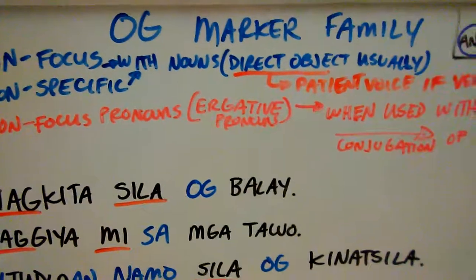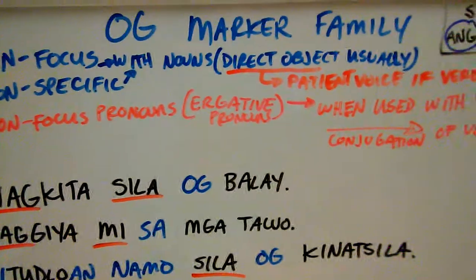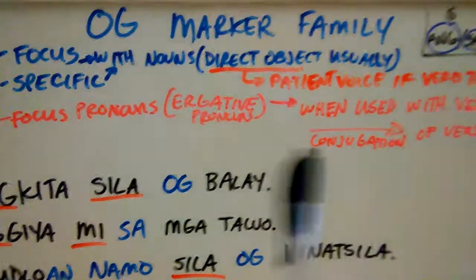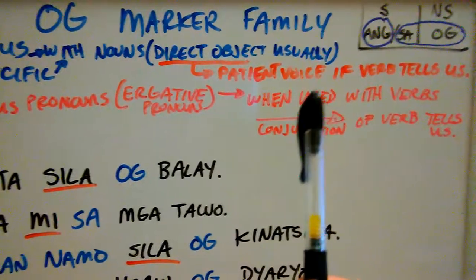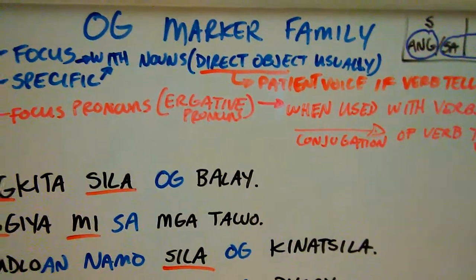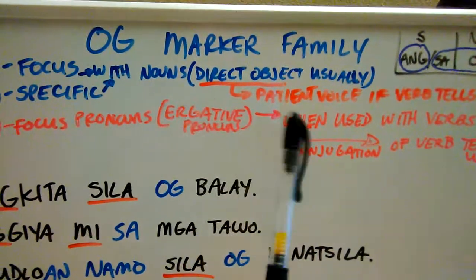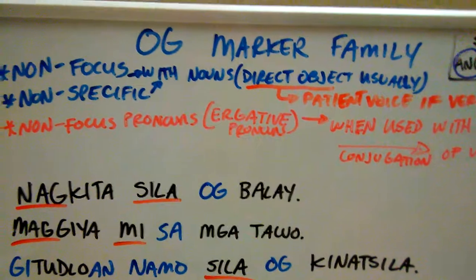So remember, the direct object is what the verb is doing something to, or the thing that's being acted on, AKA the patient voice. And if the verb's conjugation tells us it's going to be the patient voice, okay? So remember that the direct object is usually going to be marked with an og, right?